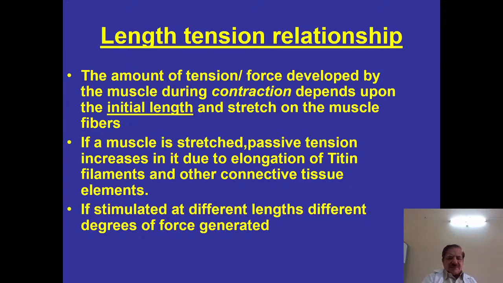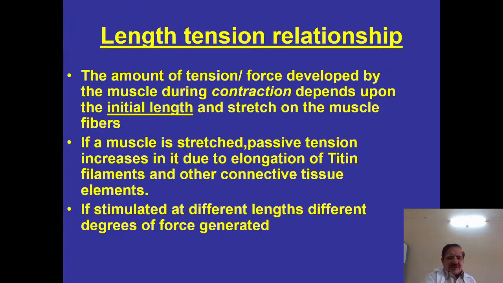Where is the titin filament? It is between the Z band and the M band. It starts from the Z band of the sarcomere to the M band of the sarcomere, and that is called titin. That is the filament which is elongated, increasing tension due to the elongation of titin. So when you see titin is elongated, the bands are completely relaxed.